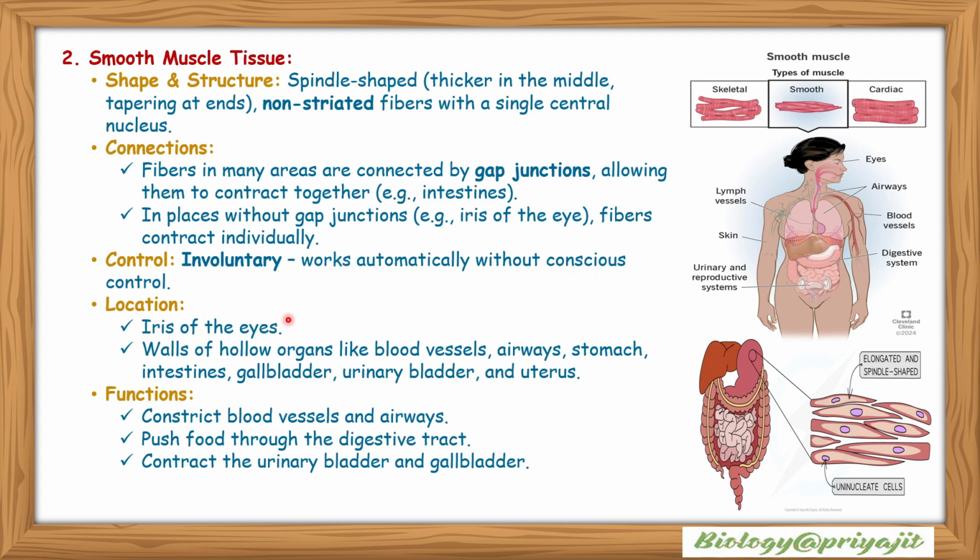Location: they are found in the iris of the eyes, and in the walls of hollow organs like blood vessels, airways or trachea, stomach, intestine, gallbladder, food pipe, urinary bladder and uterus. Their functions are to constrict blood vessels and airways. They push food through the digestive tract. They contract the urinary bladder and the gallbladder also.